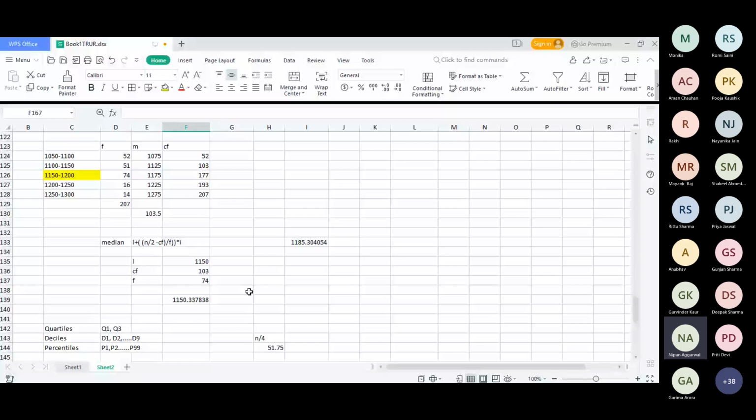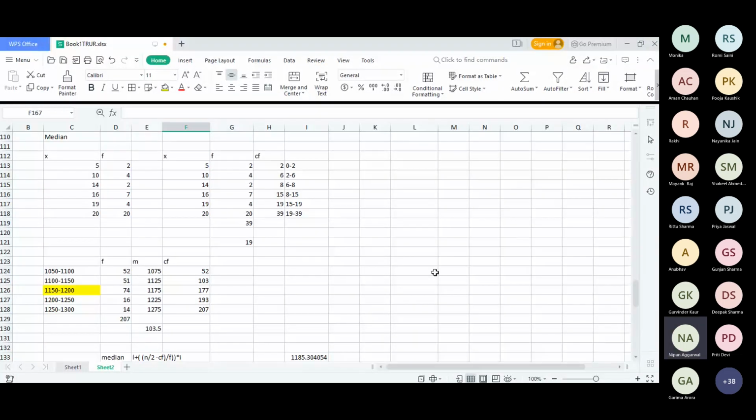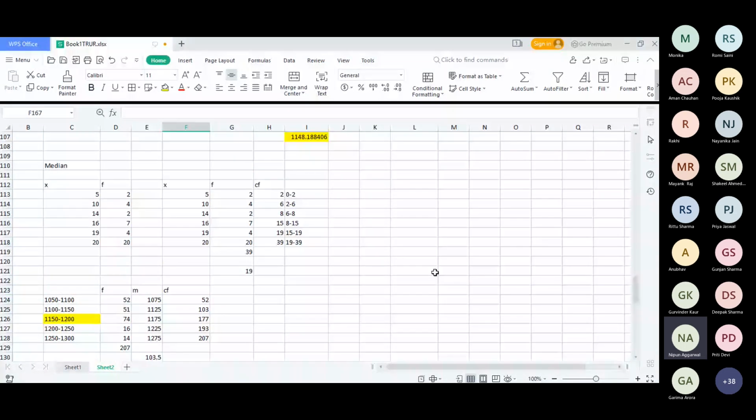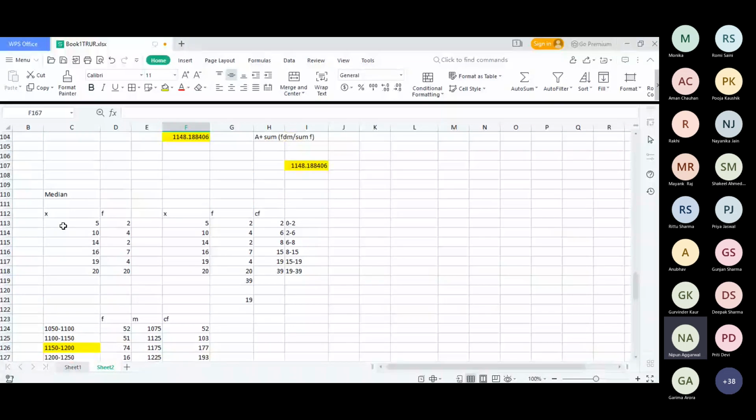Fine. Now next is the mode. The last in the central tendency is the calculation of the mode. The mode is simple for discrete data. Suppose this will be the data. So this is the data for the discrete. Now if we want to calculate the mode of this.